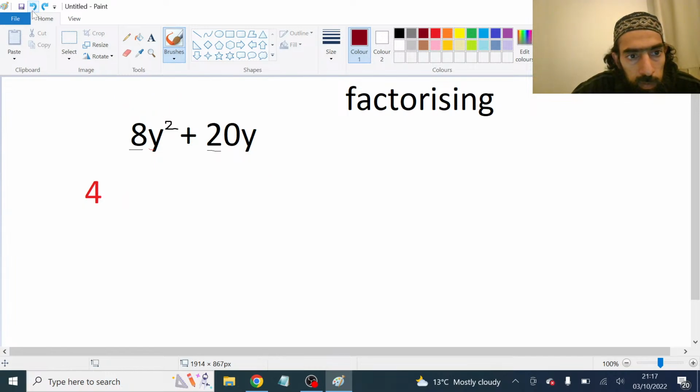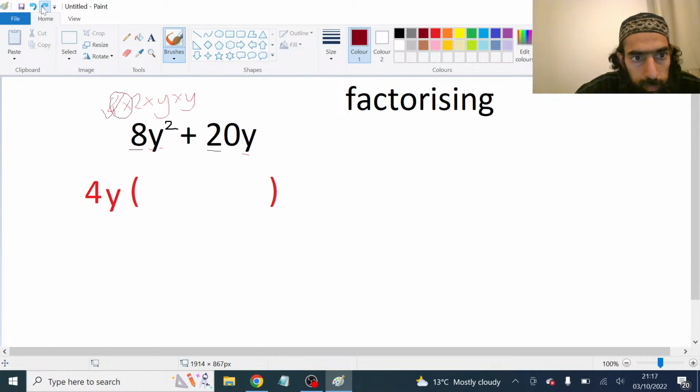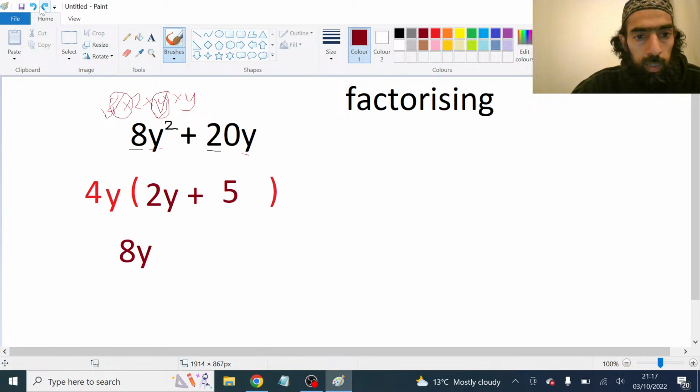We're trying to see a common factor, and we can spot the numbers from 8 and 20. The common factor is 4. Looking at the letters, we can see that y would be the common factor. And then it's just a question of, okay, what do I times the 4y to get each bit? 4y times 2y would be the thing I need to make it 8y squared, and 4y times 5 would make the 20y. You can always check your answer by just expanding out.